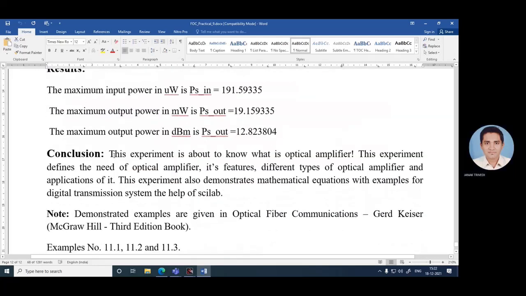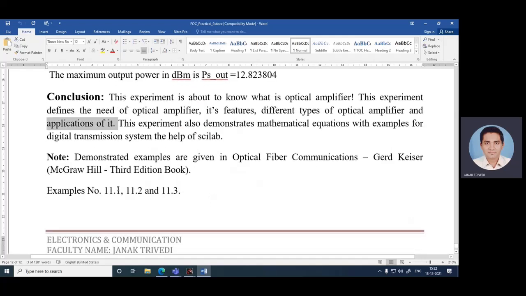Conclusion. This experiment is about knowing what an optical amplifier is. This experiment defines the need of optical amplifiers, their features, different types of optical amplifiers and their applications. This experiment also demonstrates mathematical equations with examples for digital transmission systems with the help of Scilab. Note, the demonstrated examples are given in Optical Fiber Communication by Gerd Keiser, McGraw-Hill, 3rd edition book. Example numbers are 11.1, 11.2 and 11.3. Thank you.